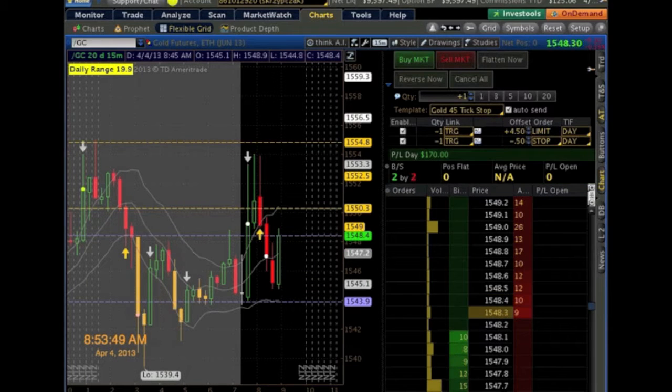Alright, we're back, and as you can see, we have success. We ended up covering our $50 loss and making some profit here, but let me just review the trade.